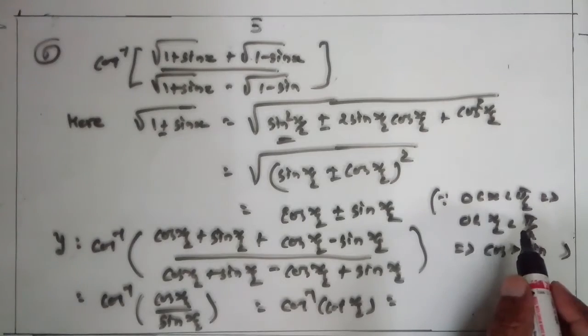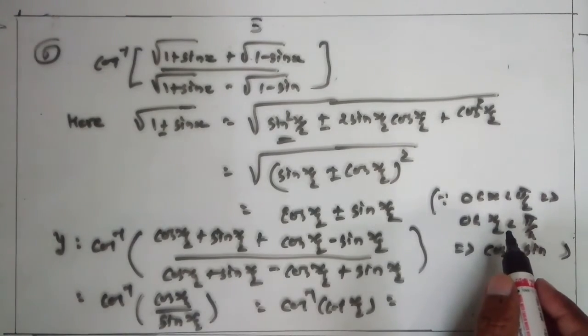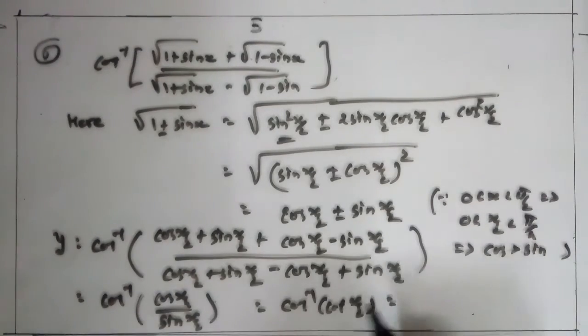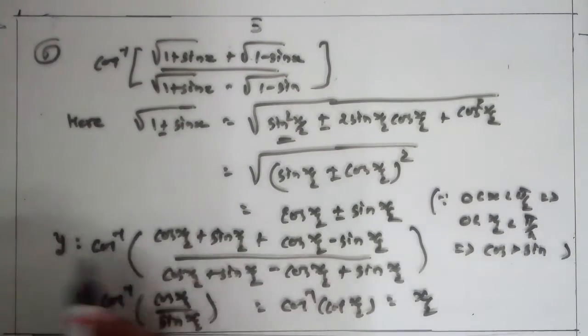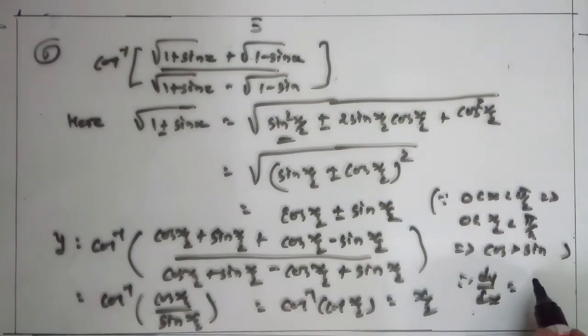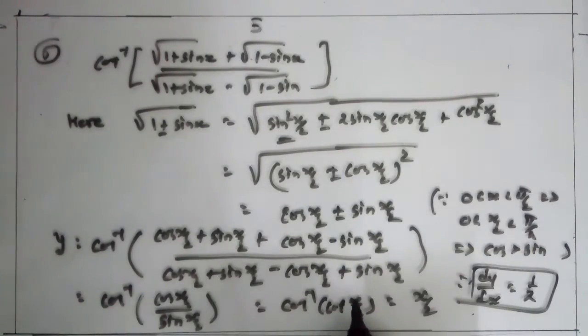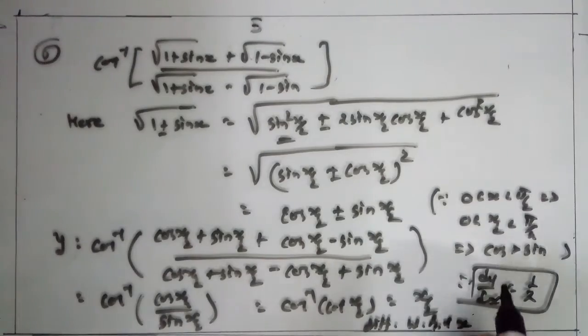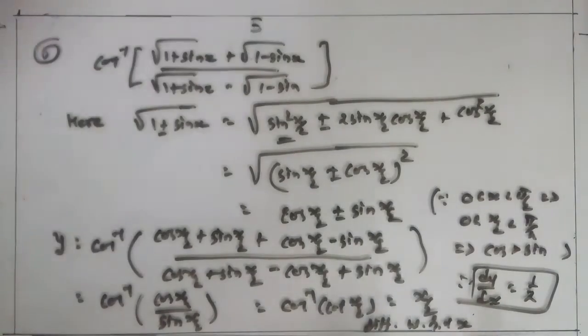Here x/2 lies between 0 and π/4, a subinterval of 0 to π. So cot inverse cot x/2 is equal to x/2. So y is equal to x/2. Therefore dy/dx, differentiating with respect to x, is equal to 1/2 into the derivative of x, which is 1. Hence proved. After differentiating with respect to x, we get 1/2.